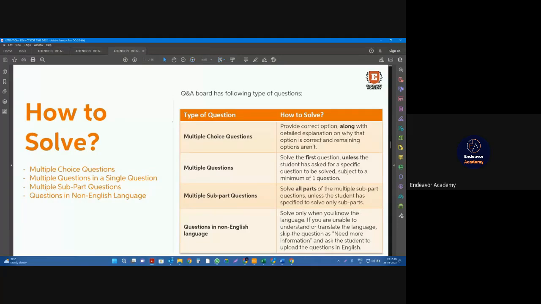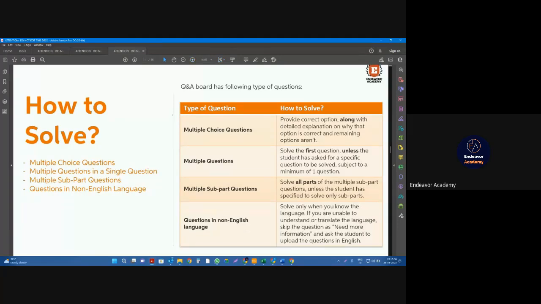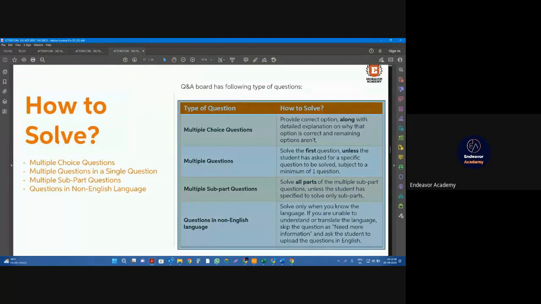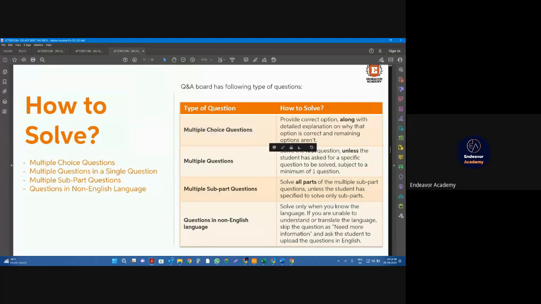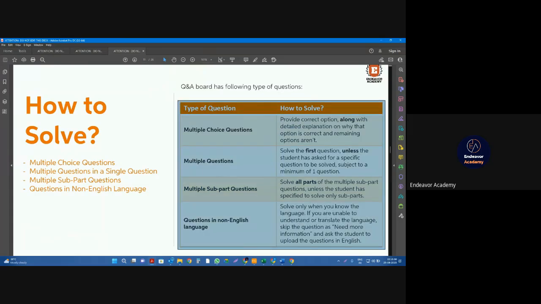Now this is one more thing that we just skipped, like how to solve, which kind of questions we have to solve, how many questions to solve, because students are going to post their doubts or their questions in the format of images. They will simply click any image and upload, and we have to decide which question we have to solve. So we have certain guidelines for that.